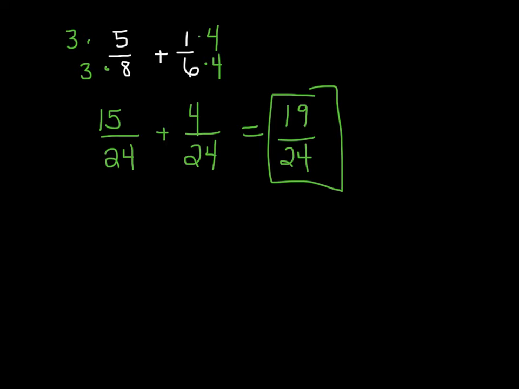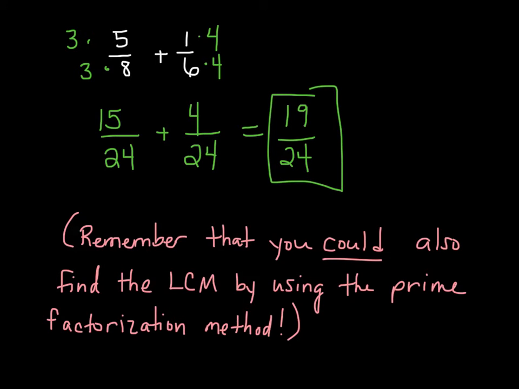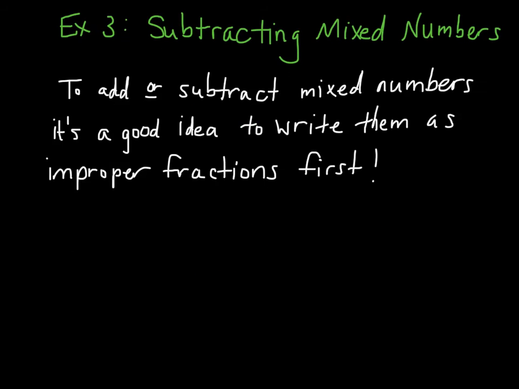So if you can find the least common denominator, it will make your job a lot easier in that you don't usually have to simplify. And just a quick reminder before we move on to the next example, you could also find the least common multiple by using the prime factorization method. And remember, you can go back to the 1.6 video and notes to remind yourself how to do that, if that's something you were feeling more comfortable with.